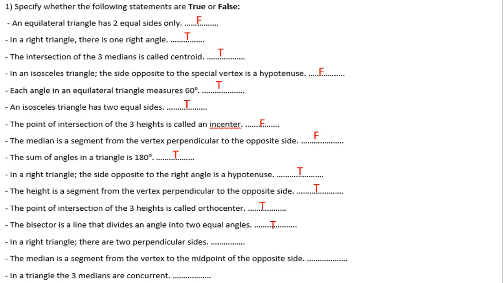In a right triangle, there are two perpendicular sides. True or false, Adam? False. This is a right triangle, Adam. I will draw it for you. It has one right angle. Right, Adam? Yes. Okay.